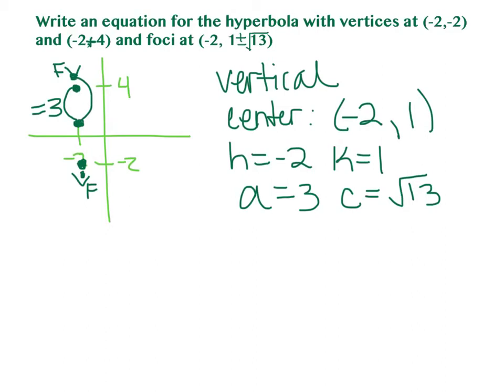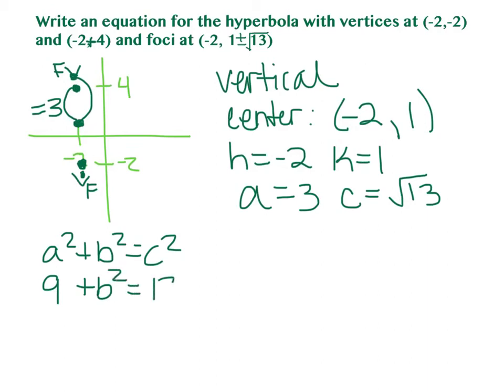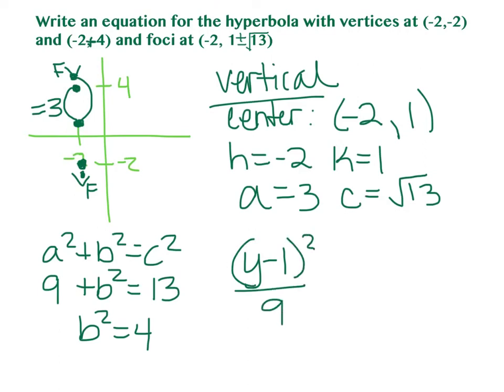So now we can use A and C to get B. A squared plus B squared equals C squared. So 9 plus B squared equals, and when I square the square root of 13, I get 13. That means that B squared is 4, and B is 2. So now we have everything we need to write the equation. Verticals always start with y, so y minus k, y minus 1 squared over a squared minus x minus h squared over b squared equals 1.